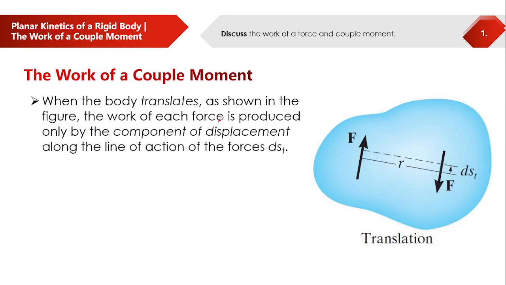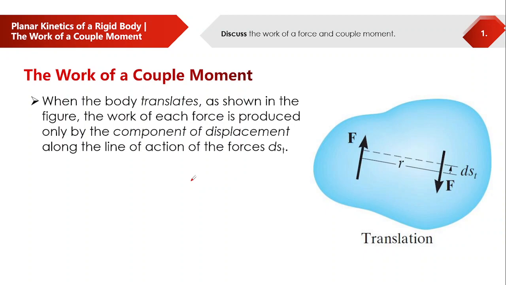So when the body translates as shown in the figure, the work of each force is produced only by the component of the displacement along the line of action of the forces. So kung line of action is the horizontal, then yung concern mo lang doon is yung vertical, no? Kung when your body is in translation, di ba?